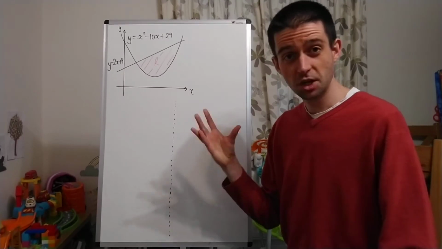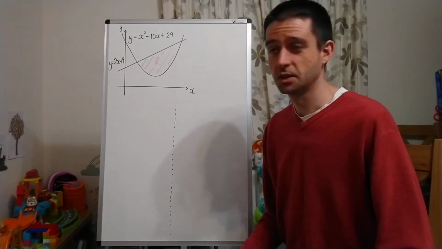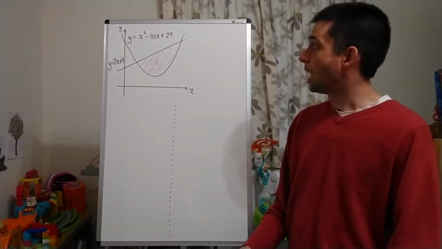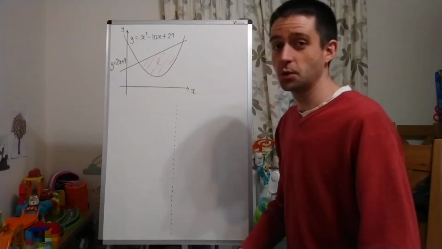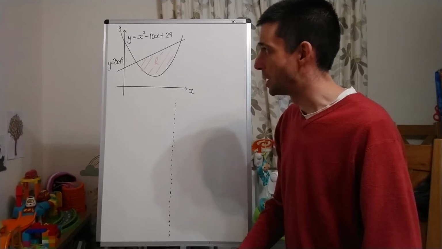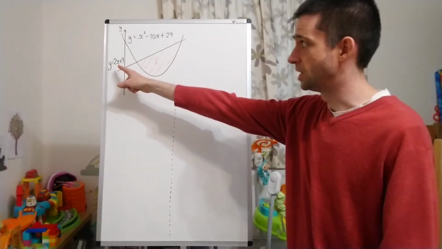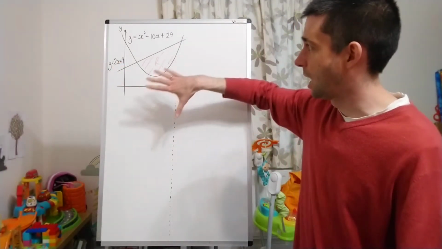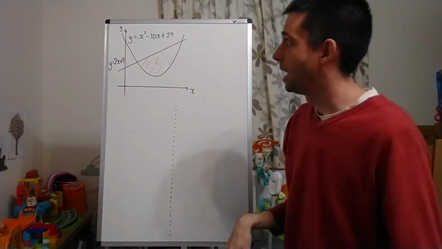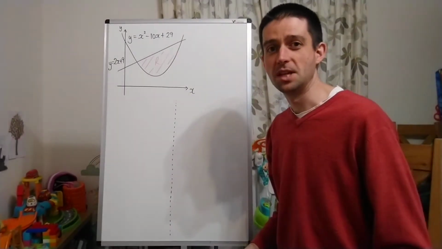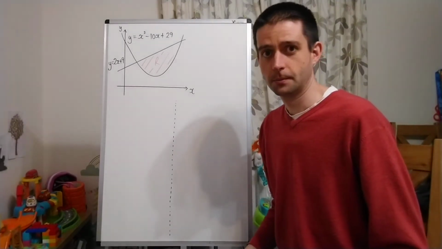And this is the third scenario that I'm going to discuss this evening. So here we have a quadratic equation, y equals x squared minus 10x plus 29, and we have a straight line, y equals 2x plus 9. And the region between the line and the curve I've labelled R, and we're going to find the exact value of the area of region R.